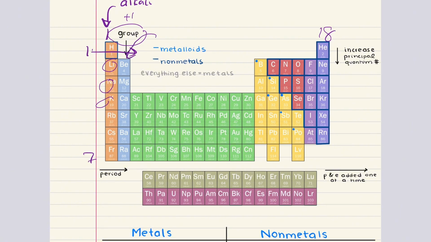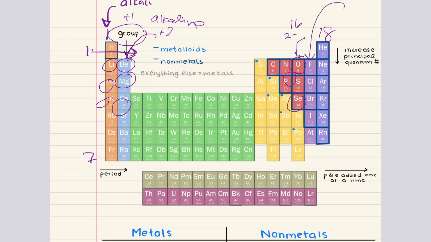Group 2 right here, they're known as the alkaline earth metals, and they include elements like beryllium, magnesium, and calcium, and so on. These are less reactive than alkali metals, but they still readily form +2 cations. Then over here is group 16. This is known as the chalcogens group. This group includes oxygen, sulfur, selenium, and so on. These elements tend to gain 2 electrons to form 2 minus anions.